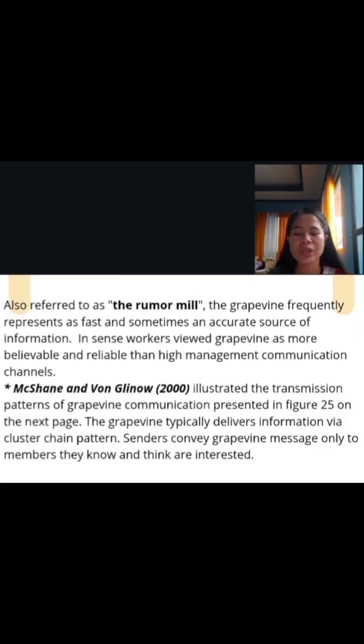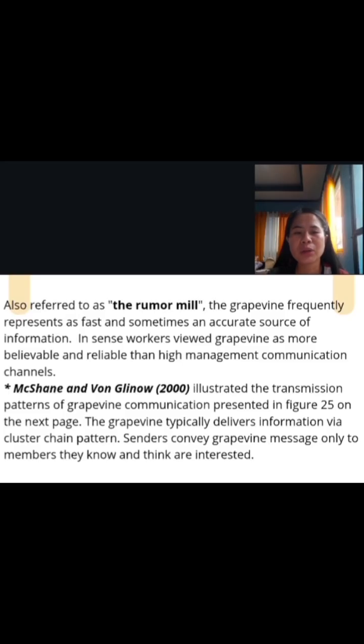Rumor mill is a situation where a group of people repeatedly spreading rumors. The grapevine frequently represents as fast and sometimes an accurate source of information. In a sense, workers viewed grapevine as more believable and reliable than high management communication channels. So, ang chismis ay mas paspas pa kaysa tinuod nga information og dili pud ay tanang chismis is dili tinuod, na pud ay chismis nga tinuod.